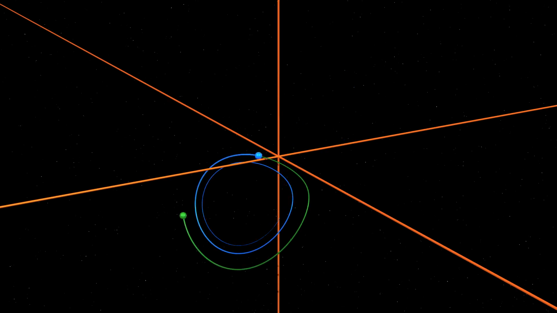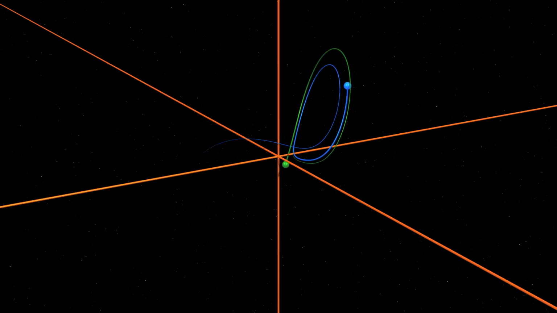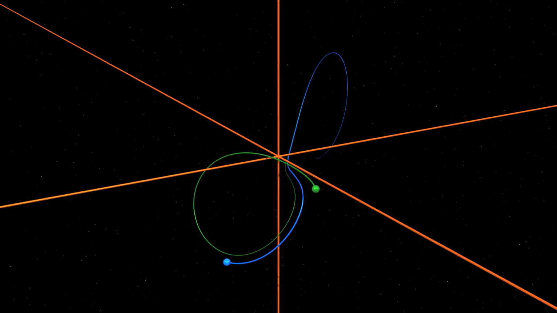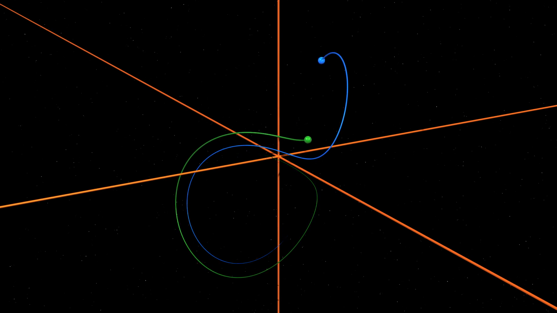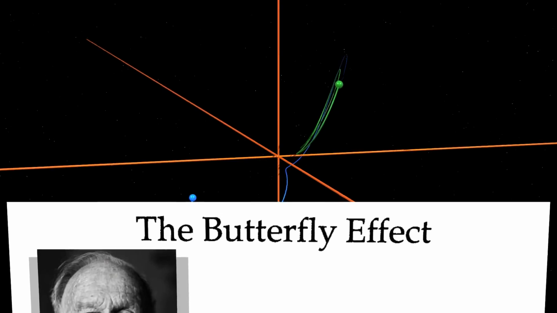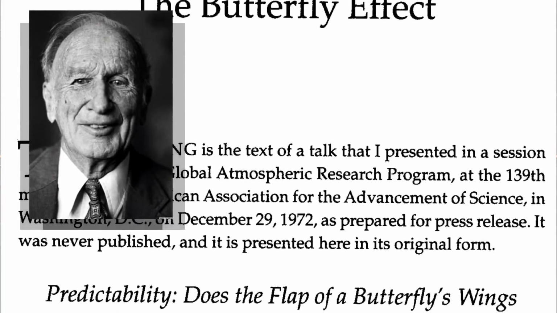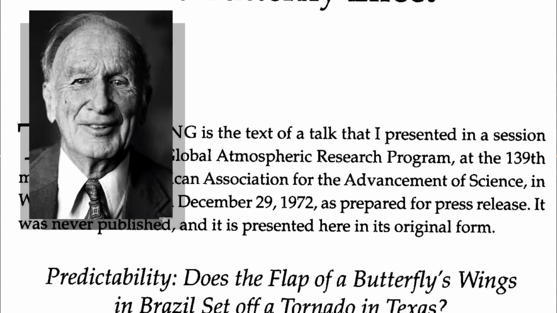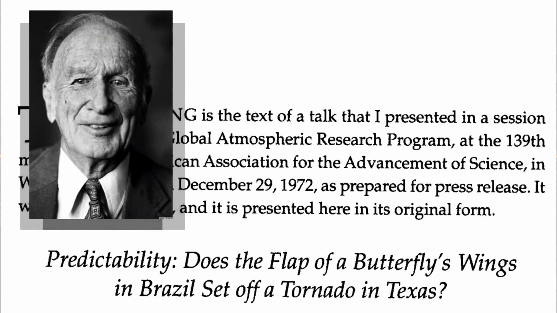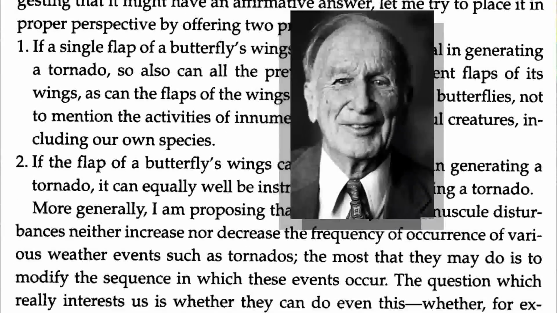In 1972, Lorenz was going to present his work at a prestigious conference. But he was late in sending in the title of his lecture. The organizer, Philip Merlis, was in a hurry to send the program to the participants, so he chose a title for Lorenz. Predictability. Does the flap of a butterfly's wings in Brazil set off a tornado in Texas? The butterfly effect was born.